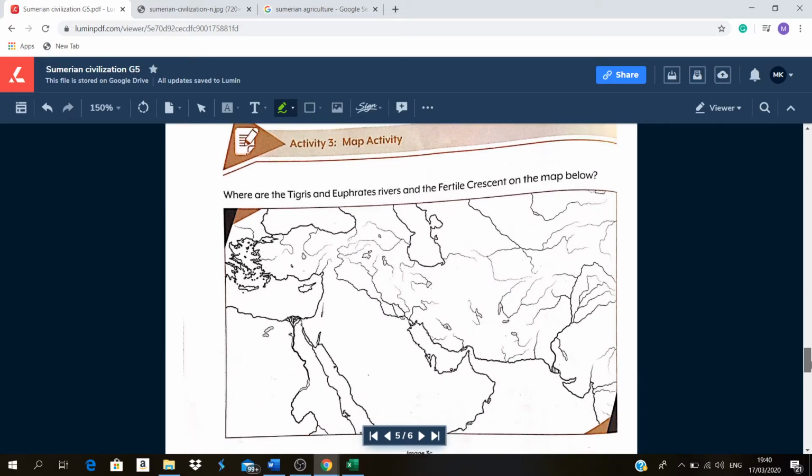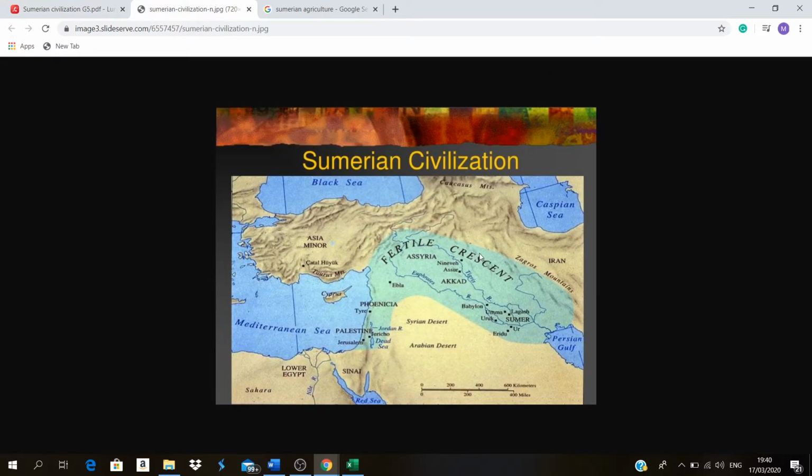Activity number 3, map activity. Where are the Tigris and Euphrates rivers and the Fertile Crescent in the map below? Here is the Arabian Peninsula. Where is Iraq? Let's see. Where is Iraq? Euphrates and Tigris, they are related to the Arabian Sea. So here they are. Let's check the map here. The first one is Tigris, the other one is Euphrates, and this is the Fertile Crescent.